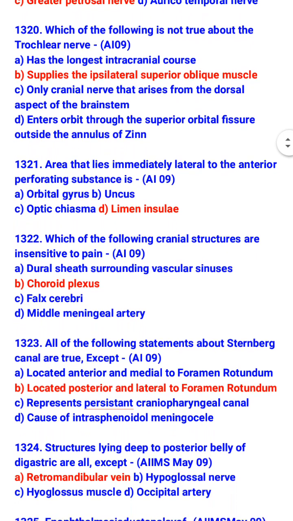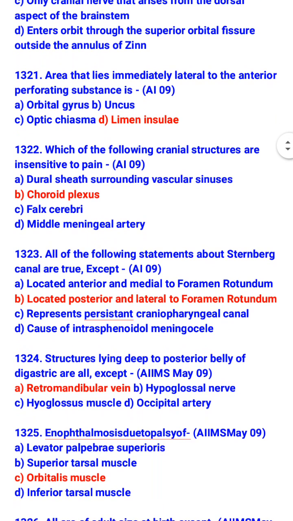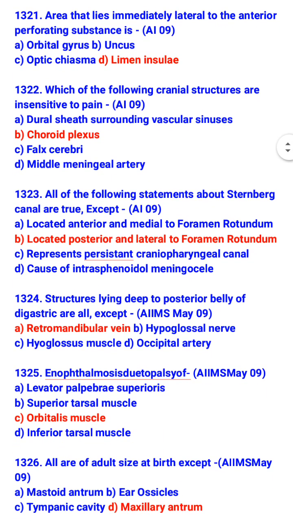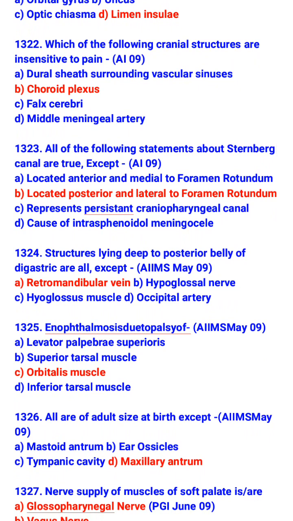Which of the following cranial structures are insensitive to pain? Choroid plexus is insensitive to pain. All of the following statements about Sternberg canal are true except it is located posterior and lateral to foramen rotundum. What is true about Sternberg canal? Located anterior and medial to foramen rotundum. Represents persistent craniopharyngeal canal and cause of intrasphenoidal meningocele.